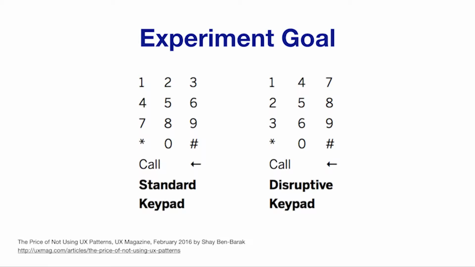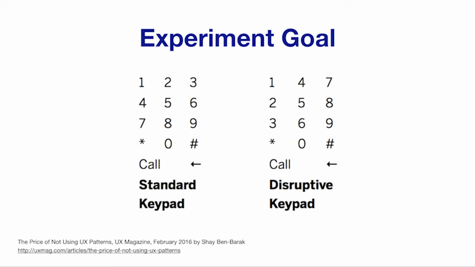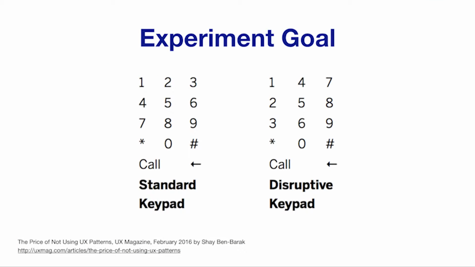You can see the standard keypad goes 1, 2, 3 across the top, then 4, 5, 6 in the middle, 7, 8, 9 on the bottom, with the asterisk, 0, and the number sign or pound sign on the bottom right. And then you go to the disruptive keypad, which still has logical sense. 1, 2, 3 on the left, 4, 5, 6 in the middle, and then 7, 8, 9 on the right. And he tracked the mistakes of people trying to use this to dial a phone number and tracked the difference in performance between using a standard keypad and a disruptive keypad.